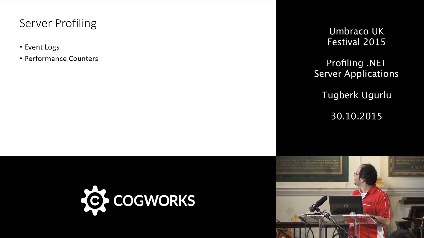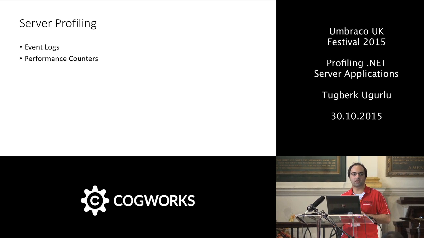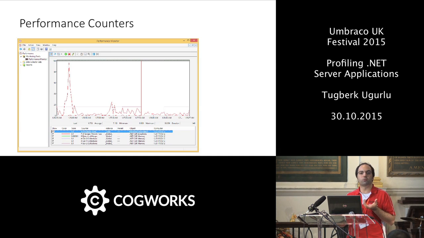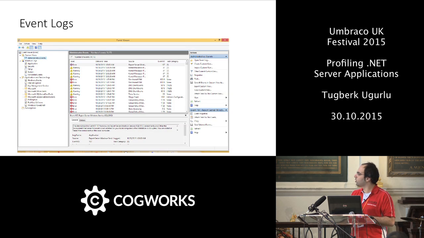Okay. So there's another thing for profiling server applications, which is that you also need to profile your server as well. One of the ways is event logs, and the other one is the performance counters you have inside your server. So this is the performance counter viewer in Windows. You can select some stuff like how many bytes of memory do I have, how much memory do I have inside the heap, inside Gen 0, Gen 1, Gen 2. So you can always profile this type of stuff.